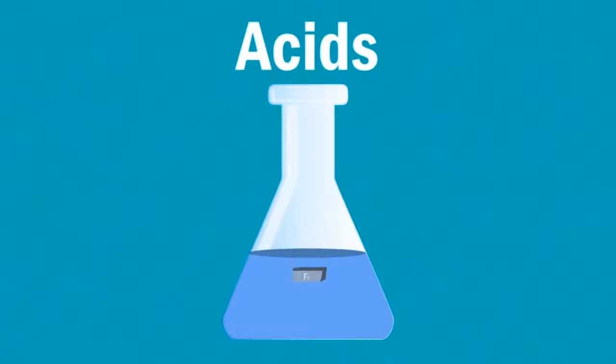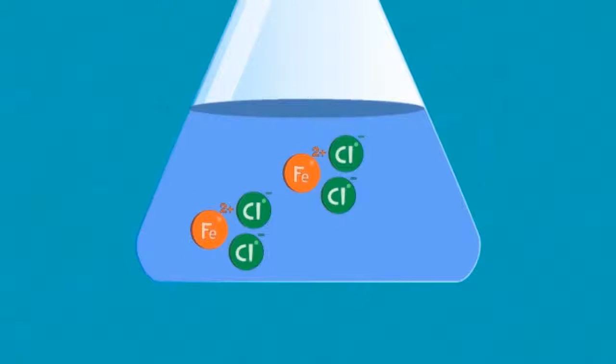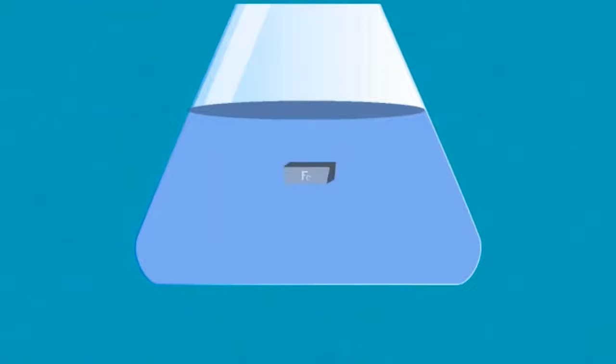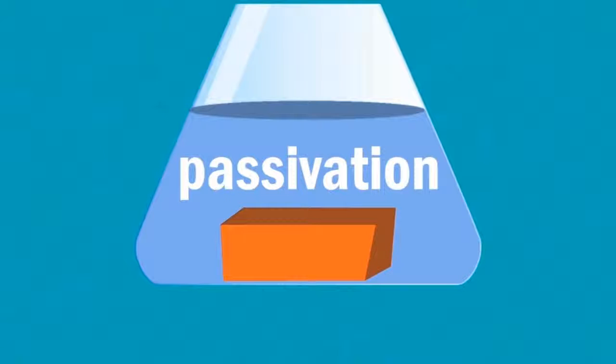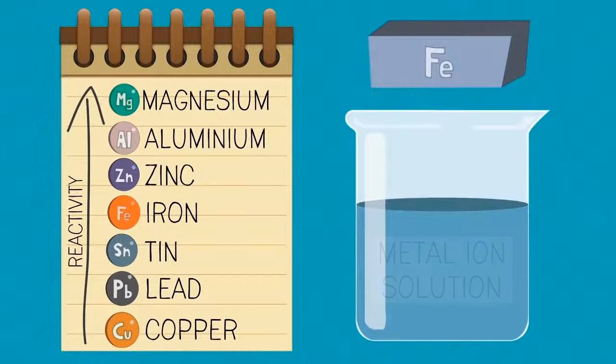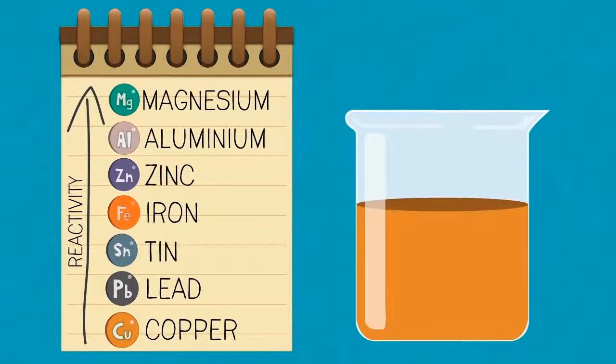Iron reacts with acids to produce a dissolved metal salt and hydrogen. If the acid is concentrated, like nitric acid, this passivates the surface so it doesn't react further. And finally, iron will displace a metal from its ions provided they are under iron in the reactivity series.